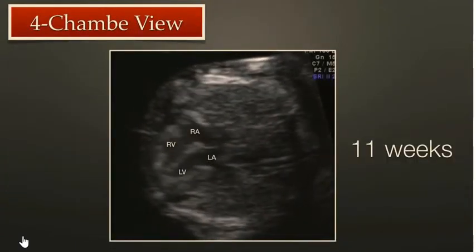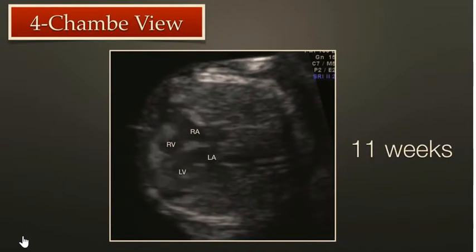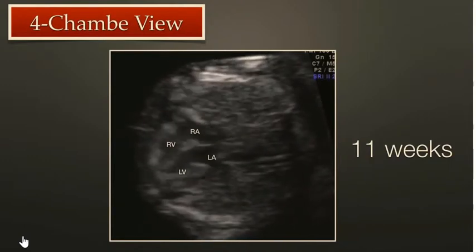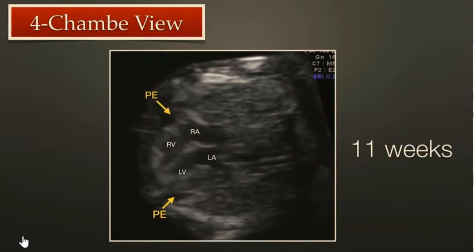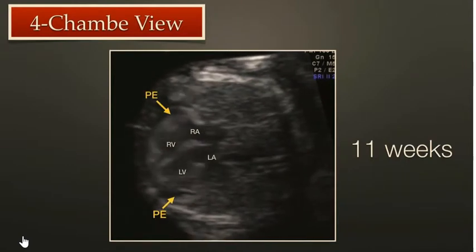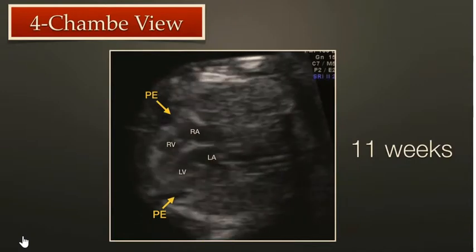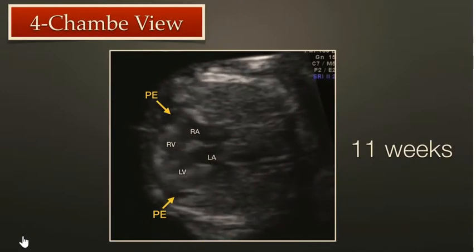Let's now examine the appearance of the heart in the first trimester using the endovaginal probe. This is a normal heart at 11 weeks. Note the bilateral pericardial effusions, which are commonly seen at this gestational age and are not necessarily pathological.